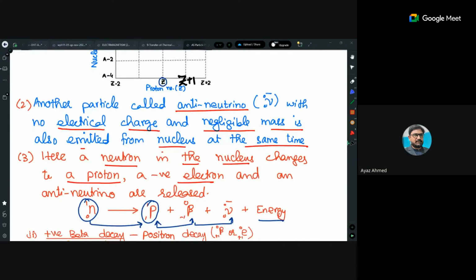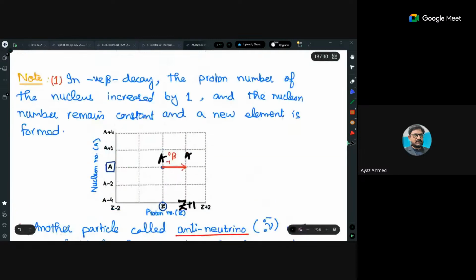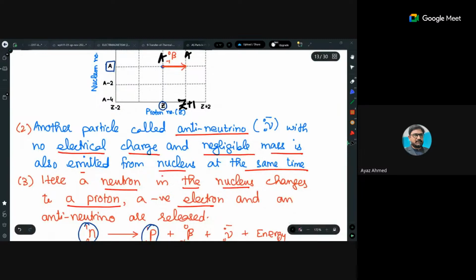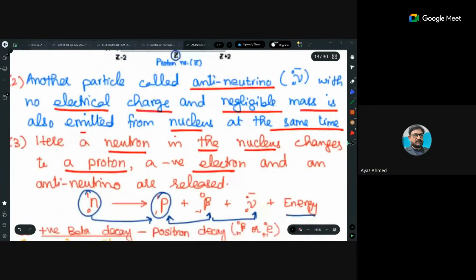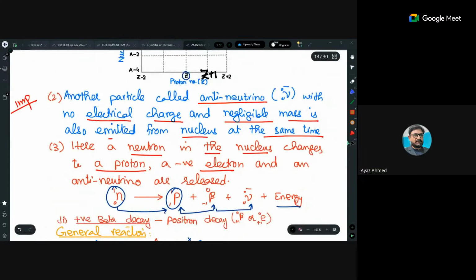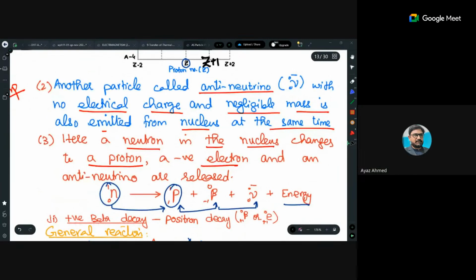Go back to that. There are some important specs about that. Negative beta decay, proton. Then about this other particle, the antineutrino, it has no mass, no charge. Or rather, it has negligible mass. It is also emitted from the nucleus at the same time.